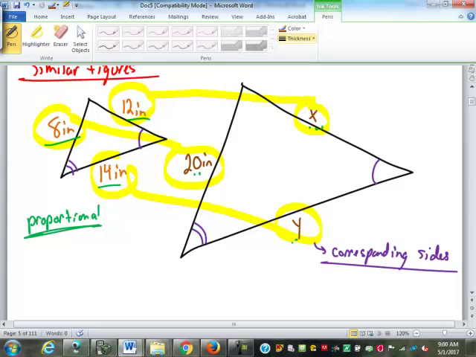What we have to do is we have to find corresponding sides where we know both the before and the after. We know that corresponding side in both figures. And in here, that's the 8 inches and the 20 inches. So that is our first ratio in our proportion. We know that 8 became 20.